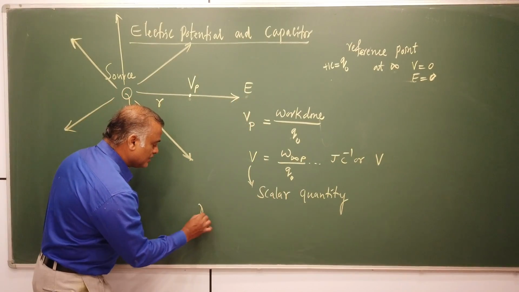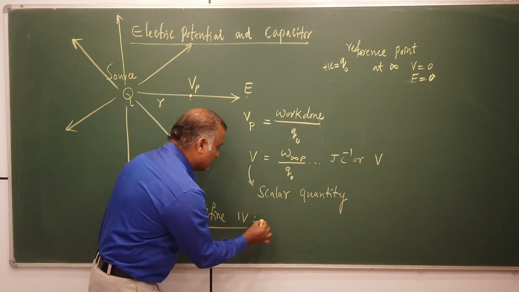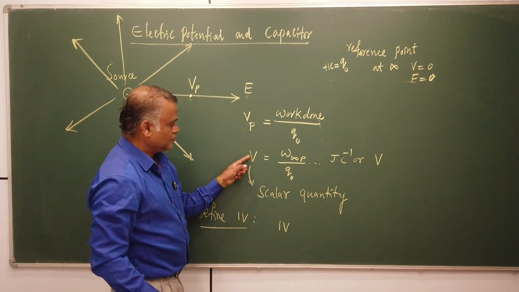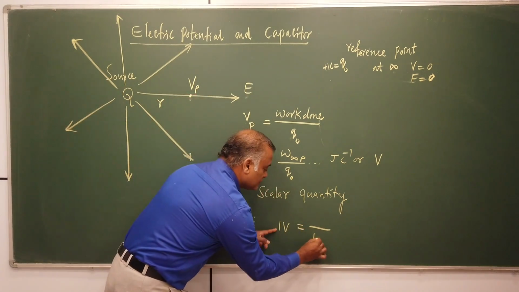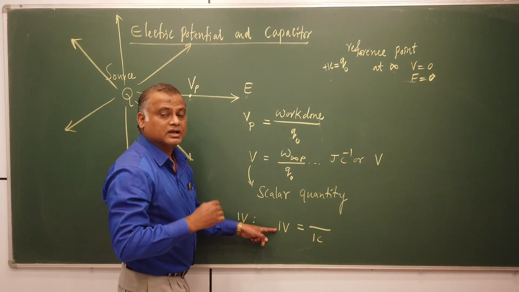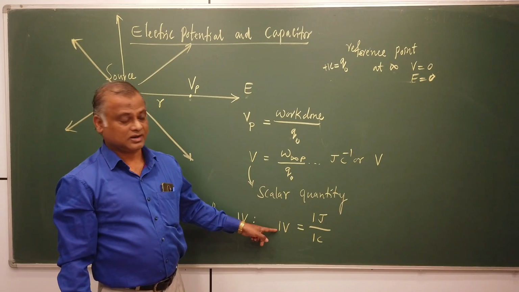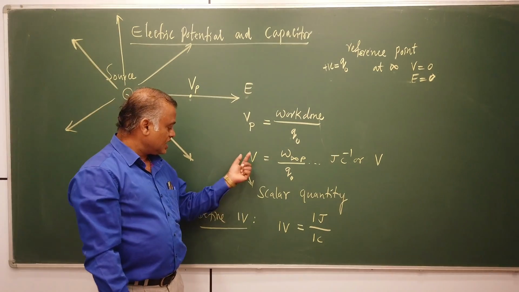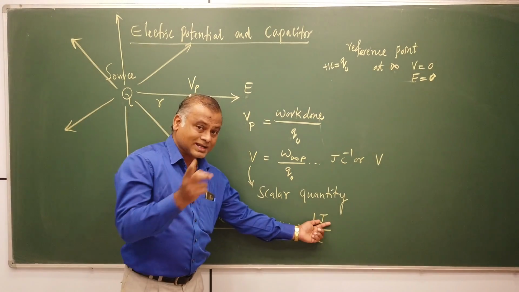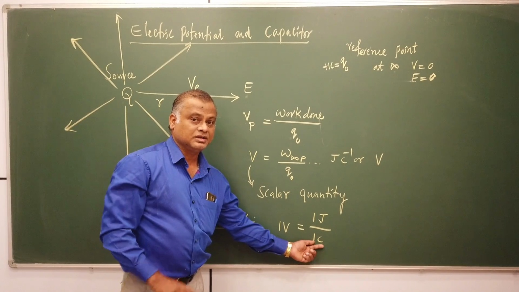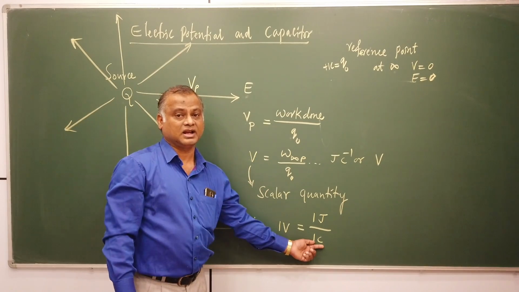Now let us define 1 volt. From this formula, if potential is 1 volt, then to transfer 1 coulomb of charge you need work. You need energy. You have to spend some energy. How much energy? 1 joule of work. Therefore, if I say potential at a point is 1 volt, 1 joule of work is required to transfer 1 coulomb of charge from infinity to the point against the direction of electric field.